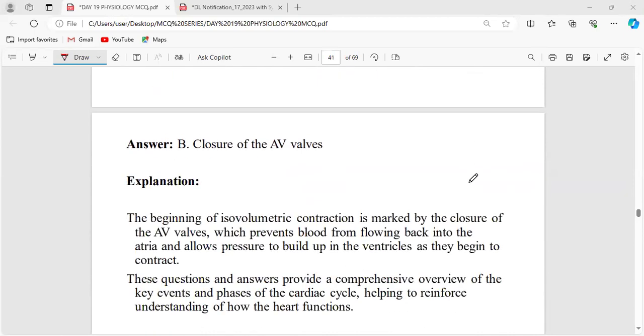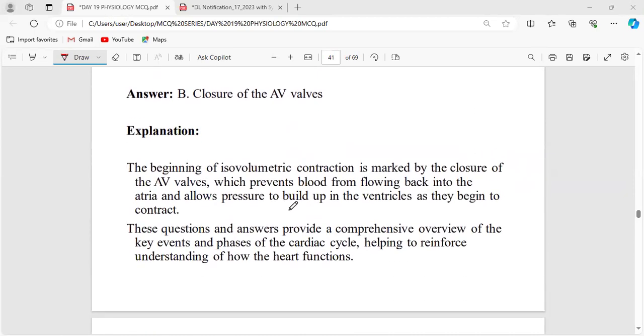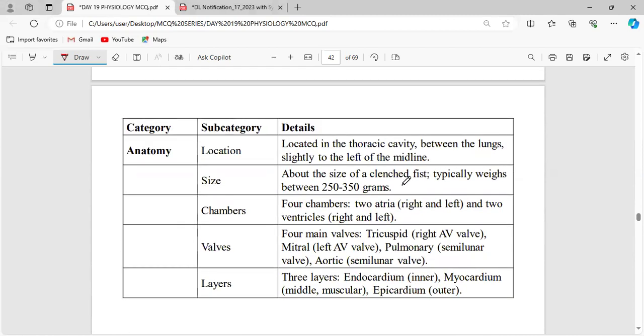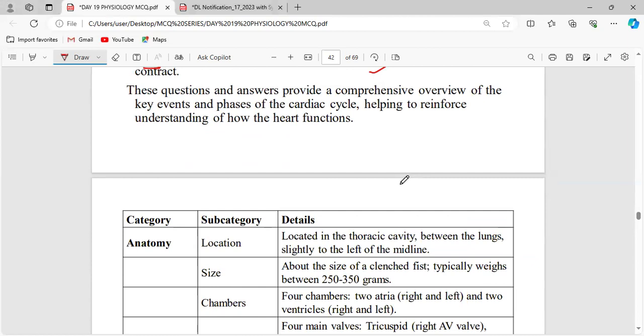That will be a closure of AV valves. The beginning of isovolumetric contraction is marked by the closure of AV valves, which prevents the backflow of blood into the atrium. It also makes the pressure build up in the ventricles. Now that's all about the phases in the cardiac cycle.